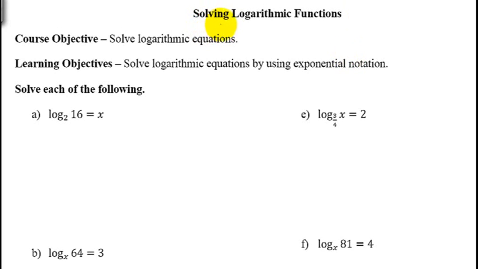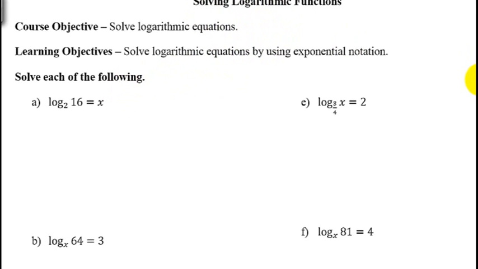This lecture video is on solving logarithmic functions. And so when we're solving logarithmic functions, really the easiest way to do it is to rewrite it as an exponential. And so on this first example, we have log base 2 of 16 equals x.